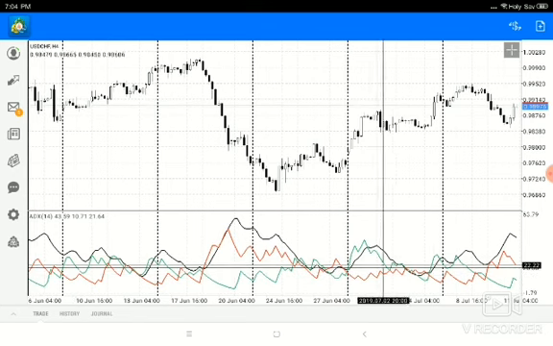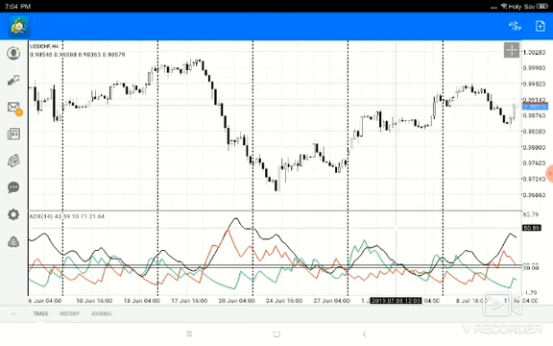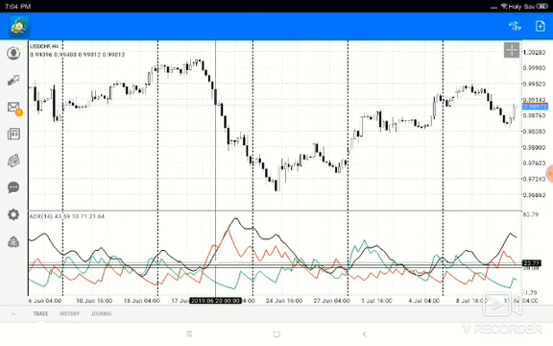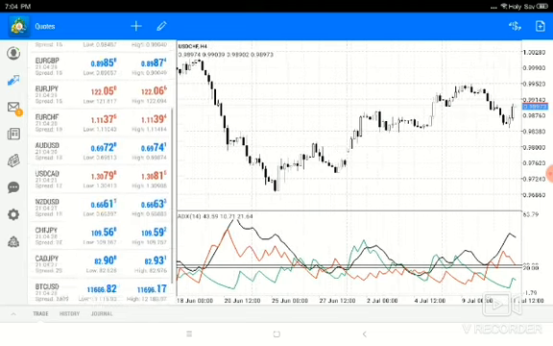Look at this buy here. We have a buy setup here. Look at the way the price went up. Then we have a buy here. We have a sell here. We have a buy here. So it works on almost all pairs.